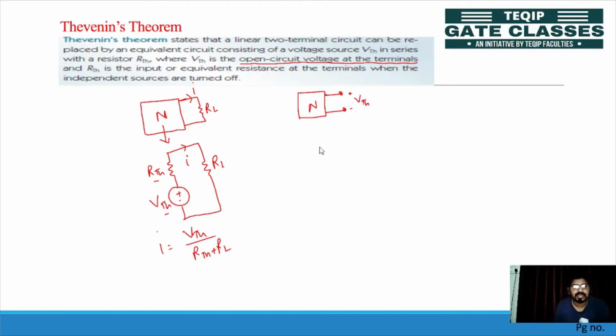And what is RTH? For RTH, again you have to open circuit that load and find R equivalent, seeing from this side, with all independent sources turned off. Whatever independent sources are inside, we will turn them off. Means voltage sources will be short circuited and current sources will be open circuited. Okay, clear?